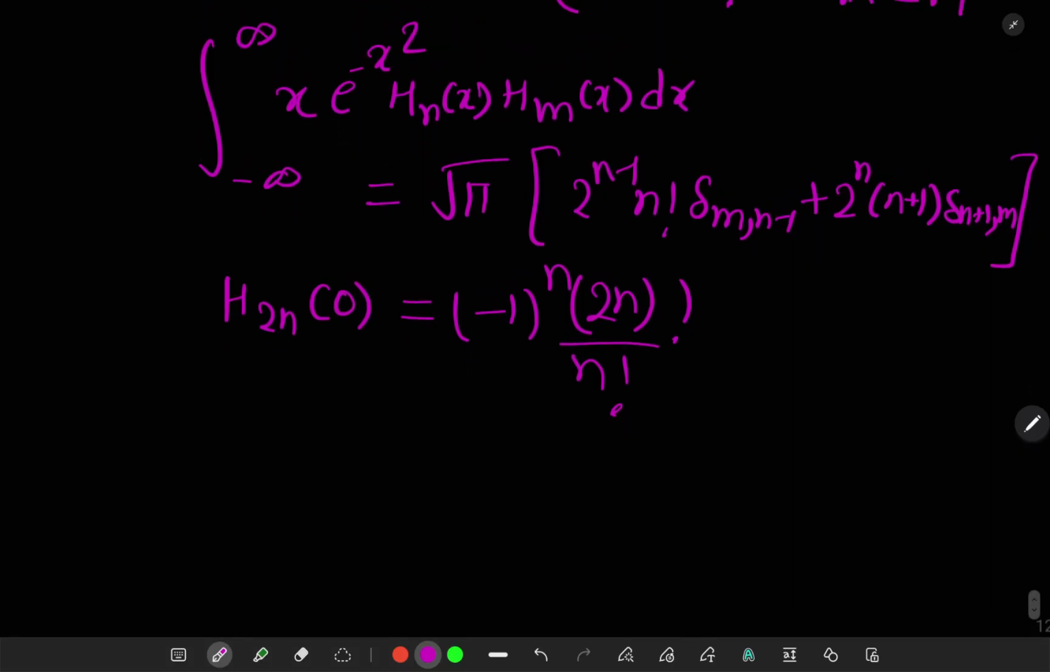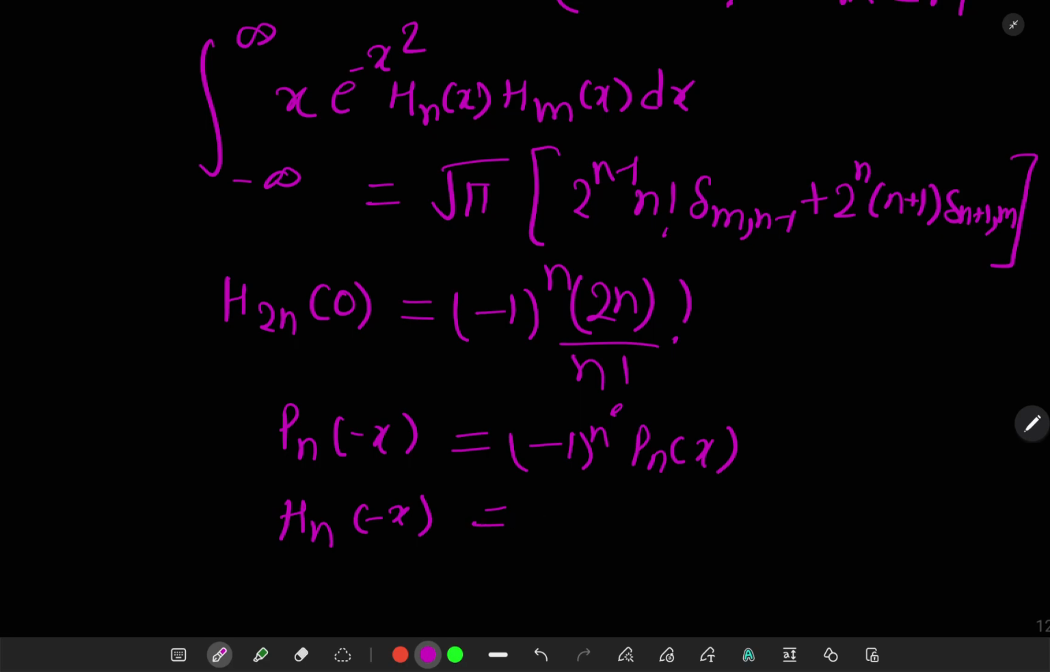Here, as in Legendre polynomial, Pn of minus x is equal to minus 1 raised to power n Pn x. Here similarly in Hermite function also, this is equal to this.